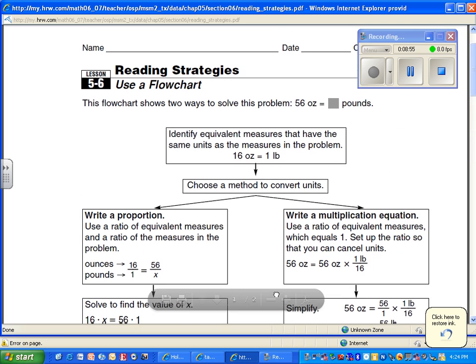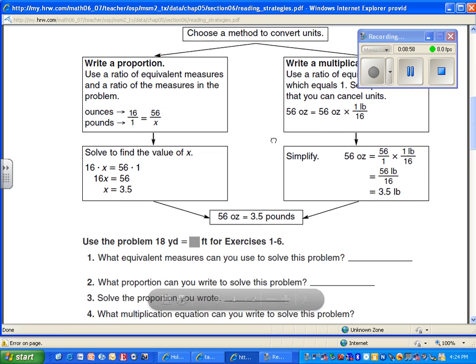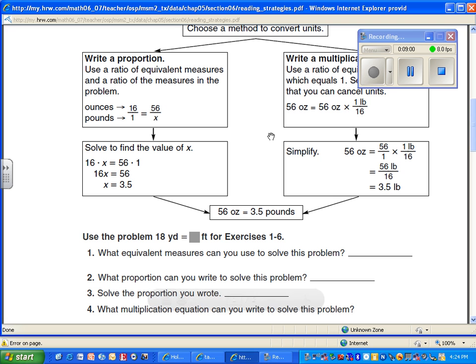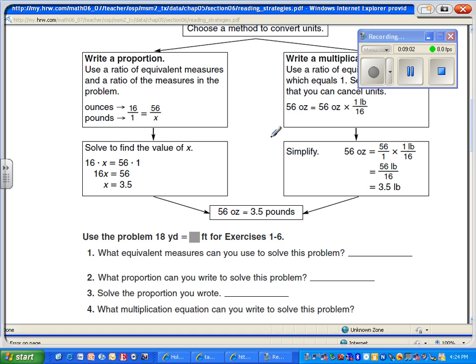So our question, let's see up here, was 56 ounces equals how many pounds? Now what do we know about ounces and pounds? Well, we know that there are 16 ounces in 1 pound, and we're looking for how many pounds in 56 ounces. So we set up our proportion like so. Make sure your ounces go on the top and the pounds go on the bottom. Now you could flip it. You could say 1 pound to 16 ounces, but then you'd have to put the 56 on the bottom. Make sure you just keep them matched up.